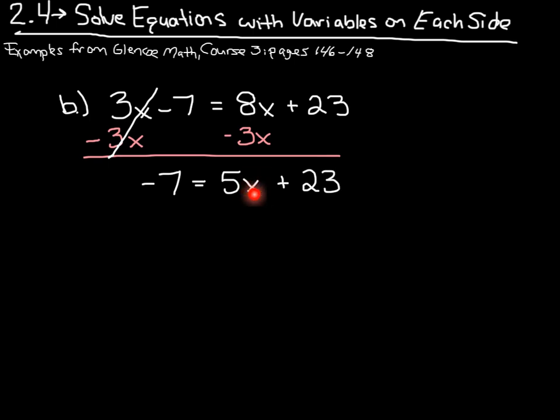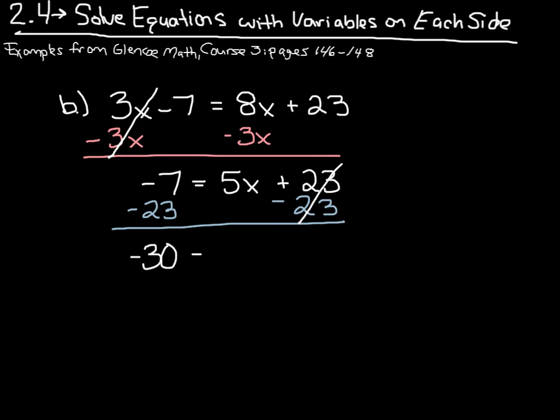Now we want to work to get the x alone. We have a two-step equation left. So I want to move this plus 23 by subtracting 23 from both sides of my equation. Negative 7 minus 23 is negative 30 equals 5x. And lastly, when we divide by that 5 on both sides of the equation, we're left with negative 6 equals x.